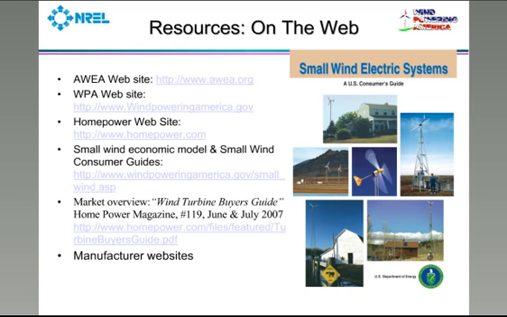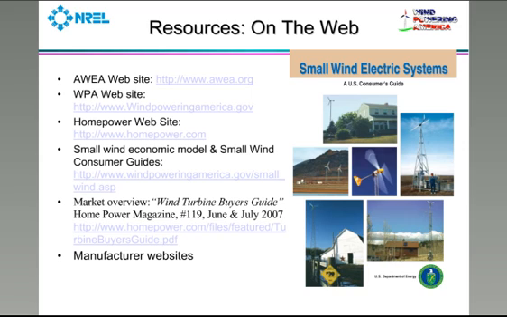The WPA, Wind Powering America website, it also has a small wind section. We offer links to our small wind consumer guides. We have a U.S. one, and then we have state-specific ones you can download for a lot of the states. And there's also a small wind economic model you can download, so you can do your own performance and economic modeling. It's just a little spreadsheet you can download.